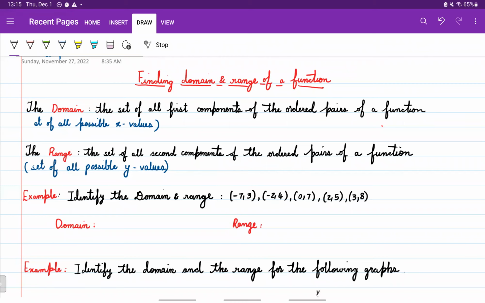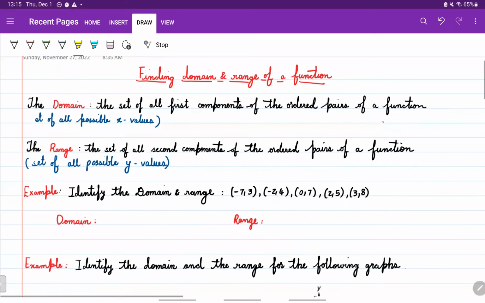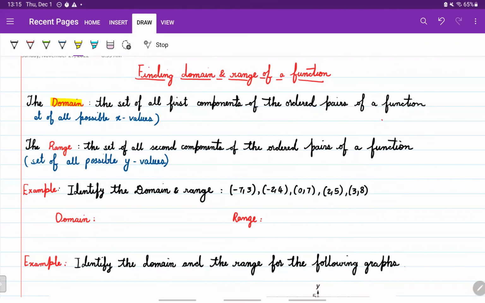Today I'll be talking about finding the domain and the range of a function. So let us begin. First, what is a domain? It is the set of all first components of the ordered pairs of a function. As you all know, an ordered pair is written in this form: x comma y inside parentheses. This is called an ordered pair.